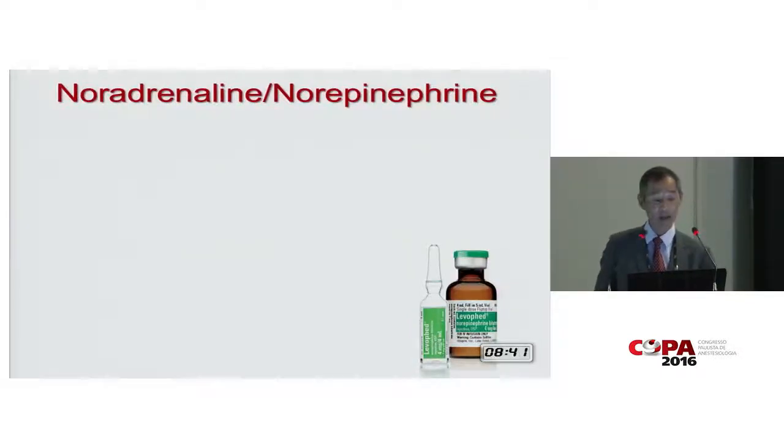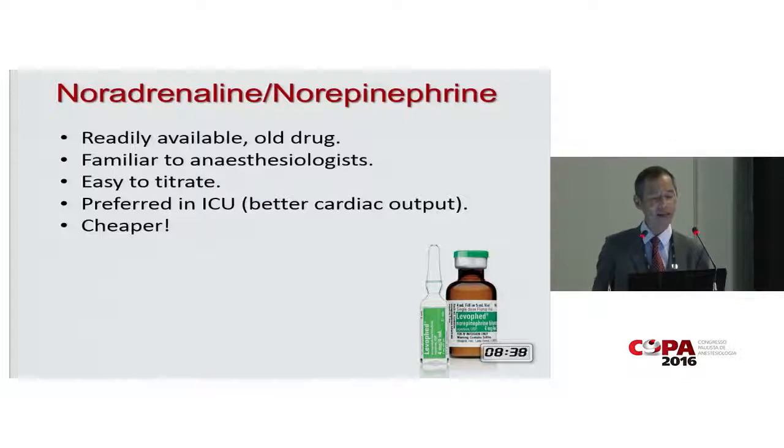Noradrenaline, or norepinephrine, of course, is very readily available; it's an old drug. It's familiar to most of us anesthesiologists, especially we who have worked in the intensive care unit. It's a drug we know is easy to titrate. My colleagues in ICU prefer noradrenaline to phenylephrine because they know that it preserves the cardiac output better in shocked patients. And importantly, certainly where I come from, it is cheaper than phenylephrine, which is very important.